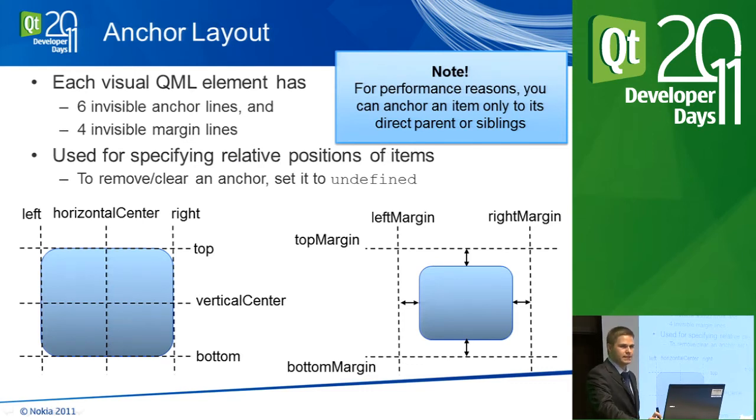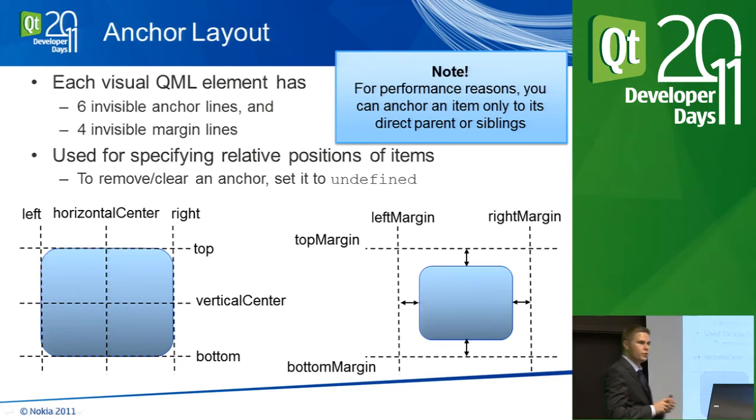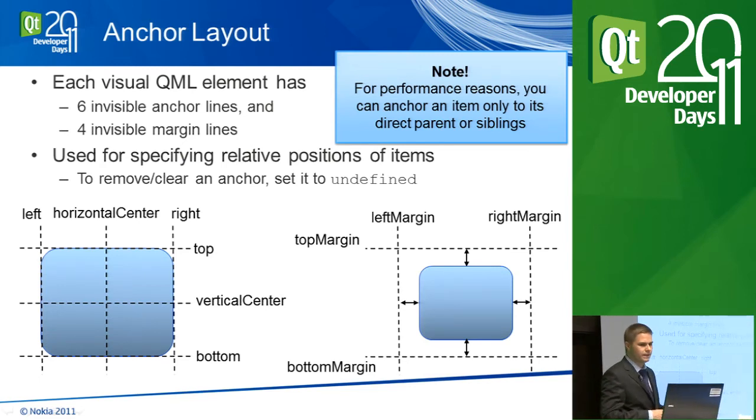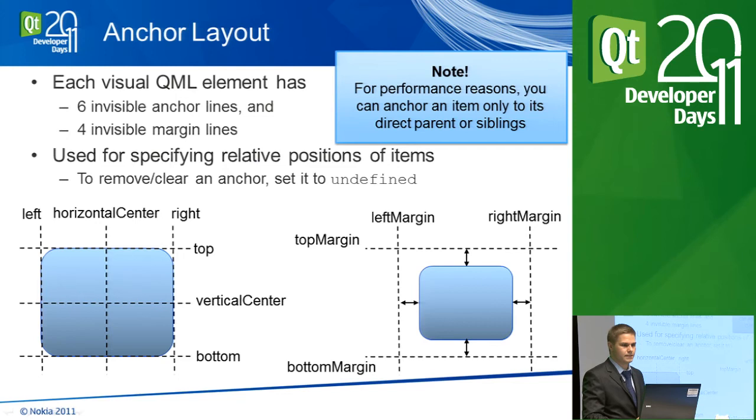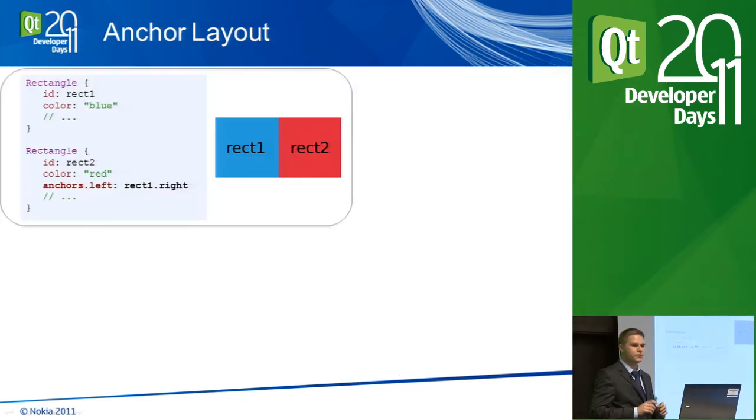One thing is that you can only anchor your elements to immediate neighbors or siblings or to their immediate parents. You can, of course, use another mechanism to get around that. So let's talk about it in a few minutes. But first, an example of anchor layout.